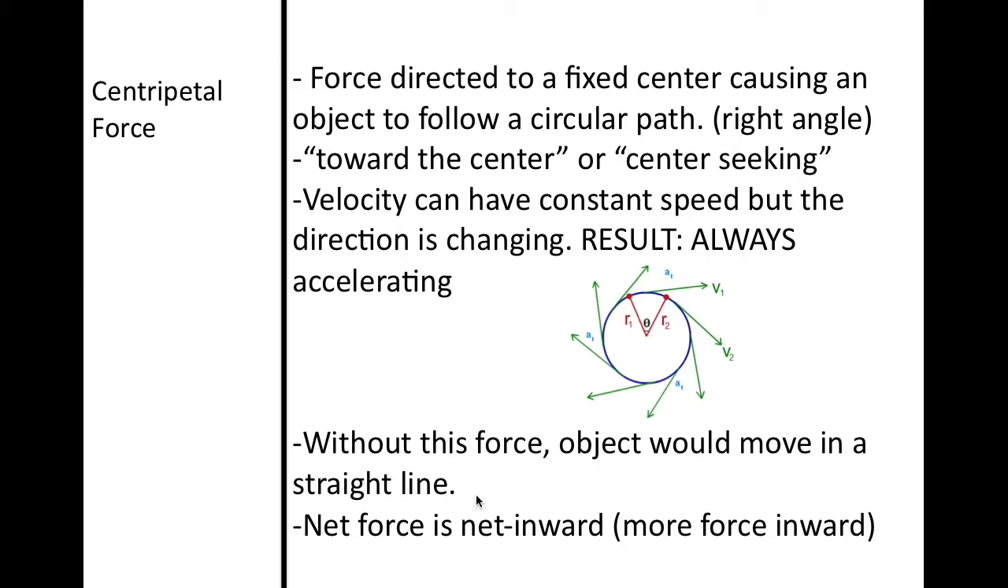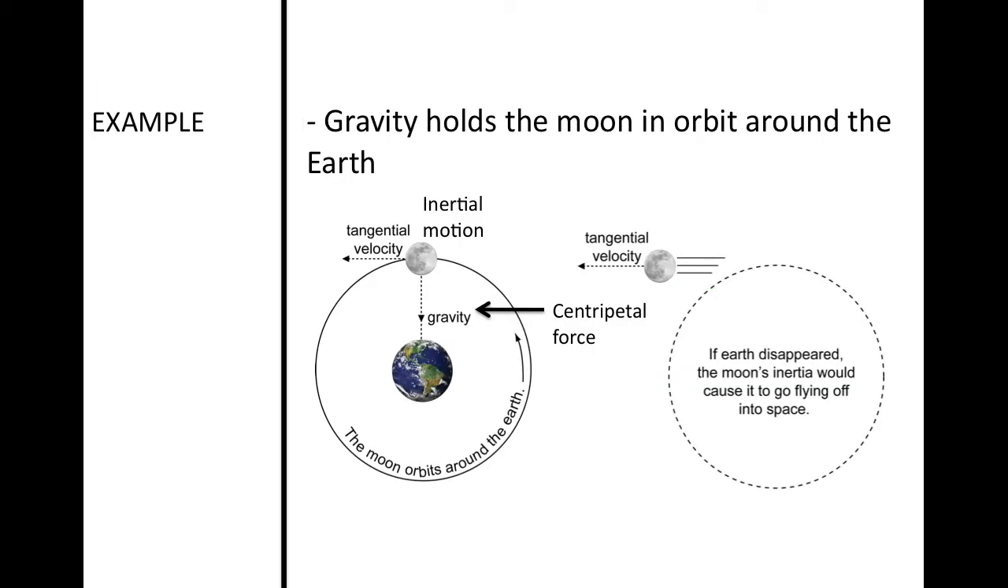Without the force, the object would move in a straight line, and the net force is the total, the sum of all the forces, right? The reason why we have an object moving around another object in a centripetal motion is because the net force is stronger inward. So there's more force going inward, which is keeping the object in its circular motion. An example is where gravity is holding a celestial body, so it's holding the moon in orbit around the Earth. Here we have the moon, and it wants to go in this direction, but it's getting yanked in by the gravity of the Earth.